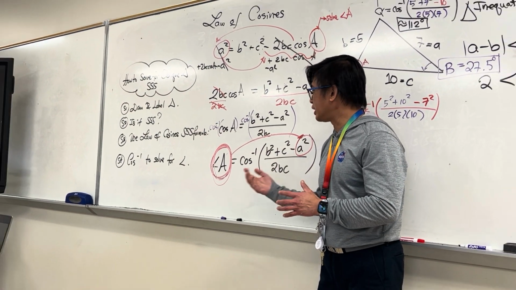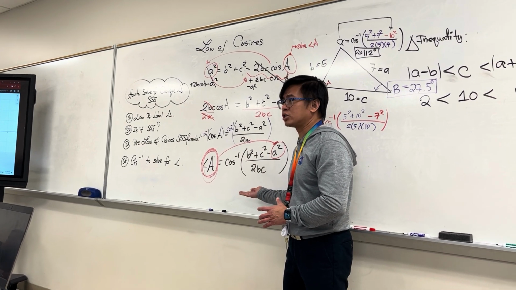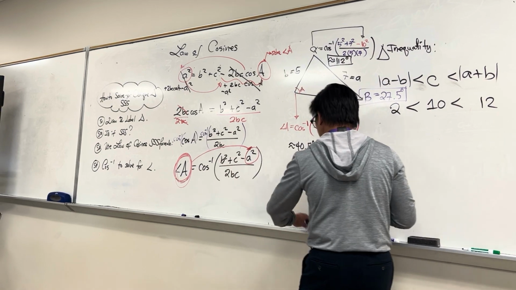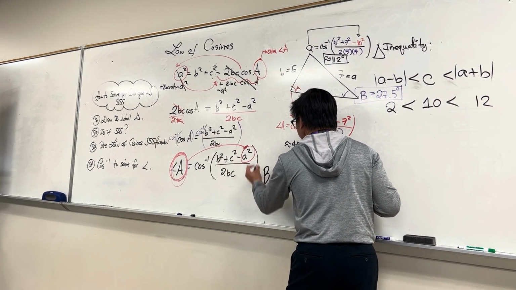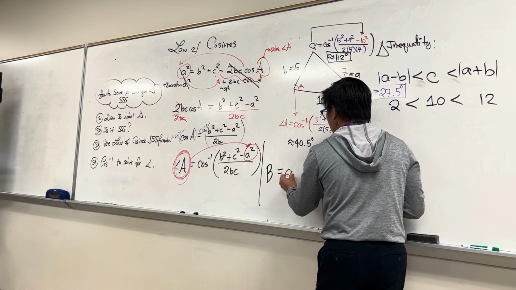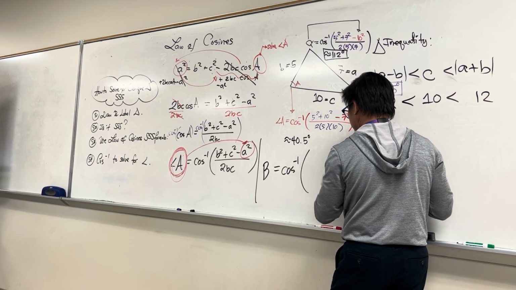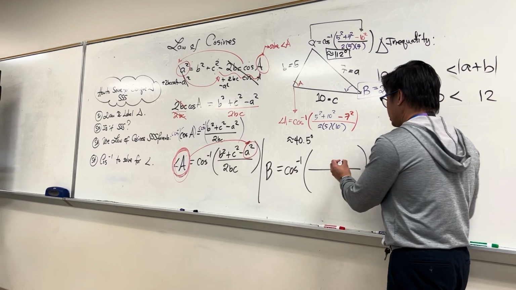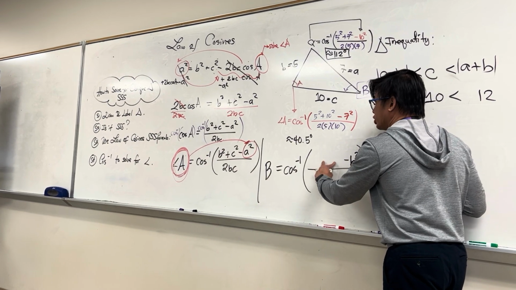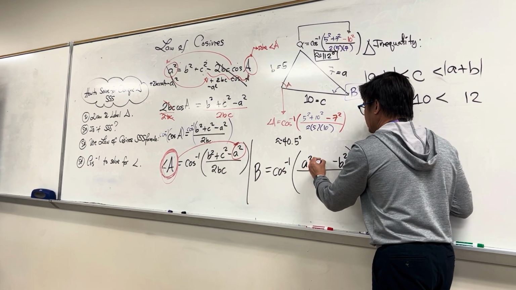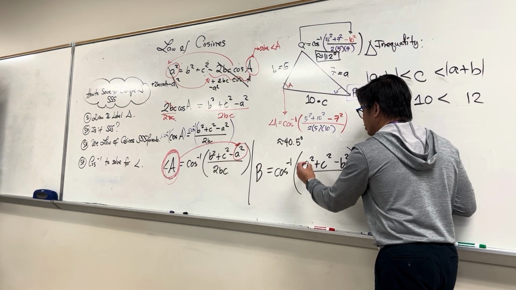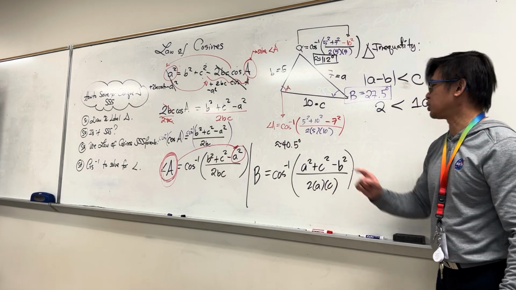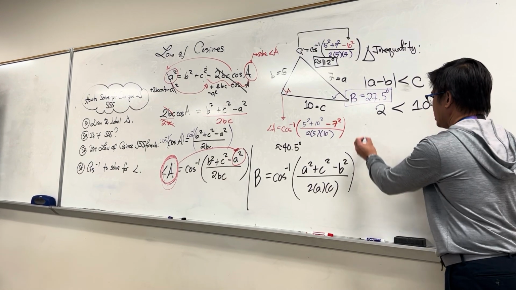Are we good? So again, there are 3 different iterations for this. Let me show you the other 2. If you're looking for B, cosine inverse of what? If this is B, then the small b should be here, minus b squared. And the other 2 should be here, A and C. Below will be the other 2, the first 2. So that's for angle A, that's for angle B.